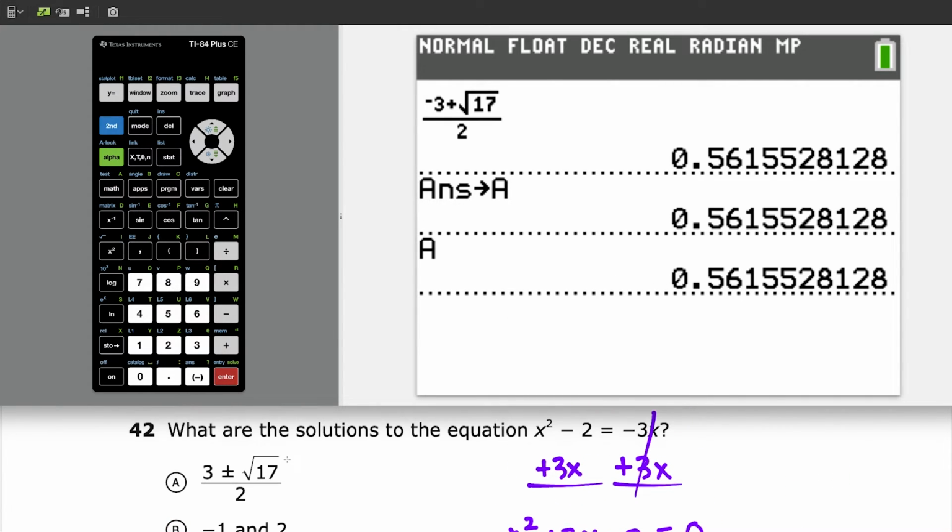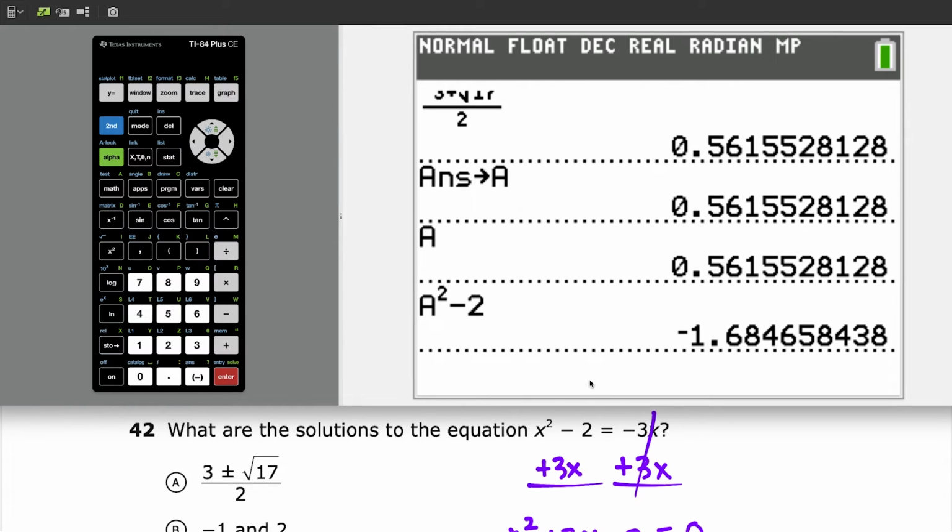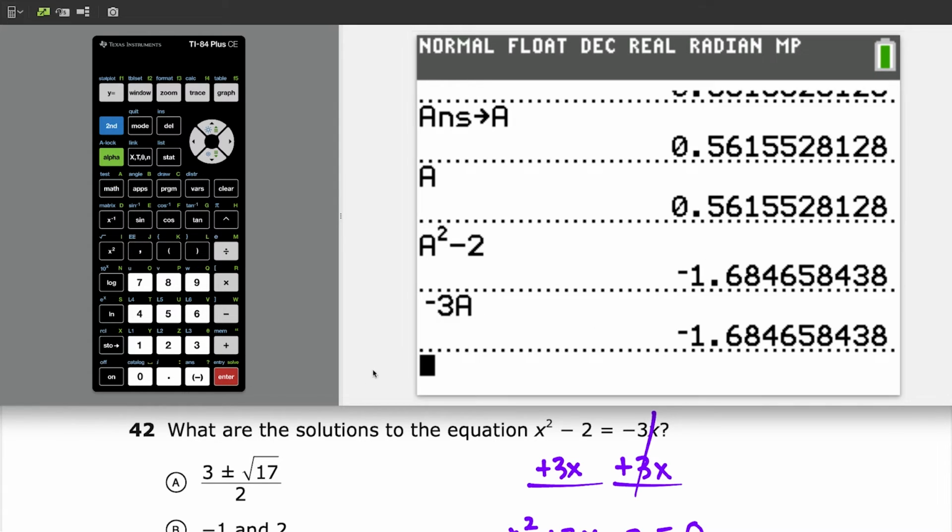So now if I plug back into the original equation here, I have x squared, so I'm going to do A squared, and then -2. And let's see what happens when I type in -3 times x, or -3 times the solution A. Notice that I get matching decimals.